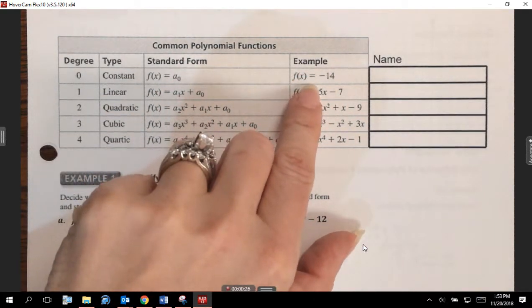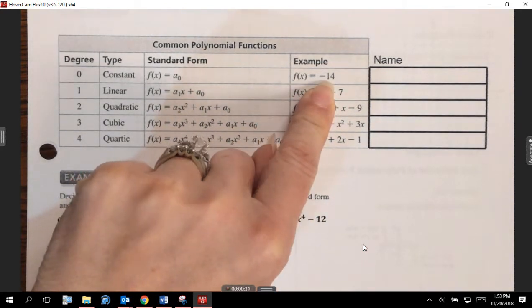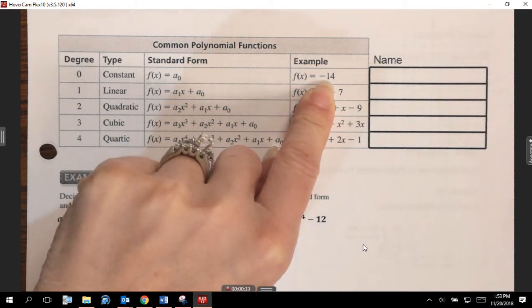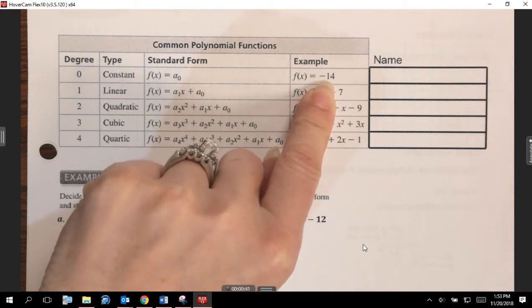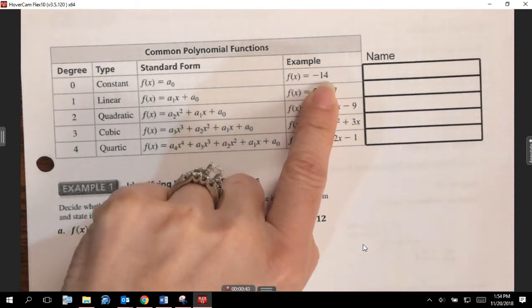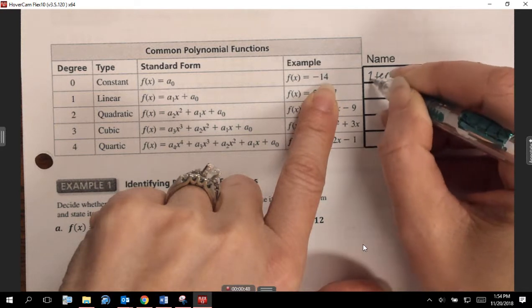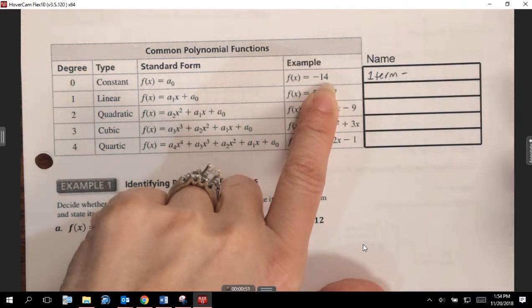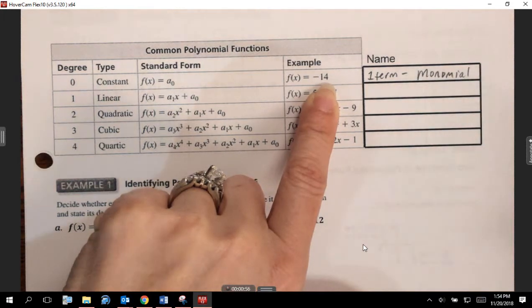If we have an equation that just has a number in it, no x's at all, that is a constant equation. There's something called the degree, and the degree is the highest amount of variables of all the terms. So how many terms do I have right here? There's one term. And because there's only one term, we would say this is a monomial. One term is a monomial. You've heard that before? Okay.